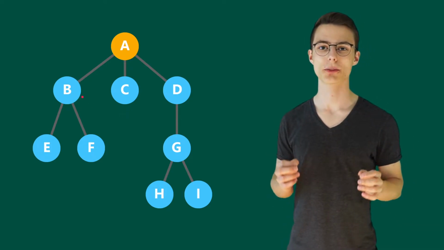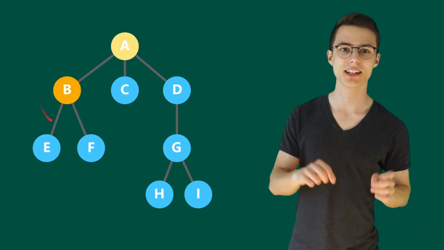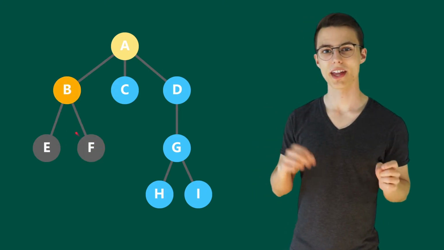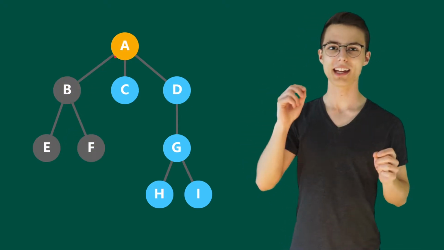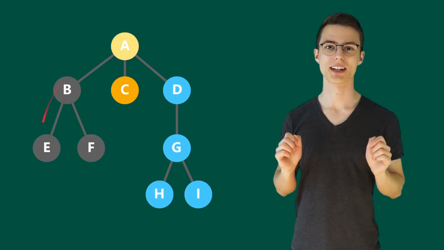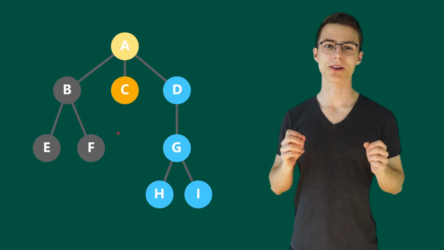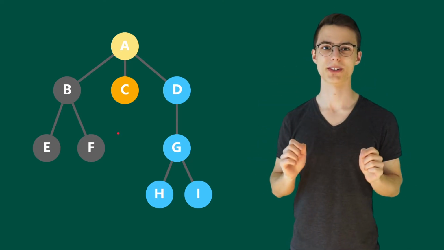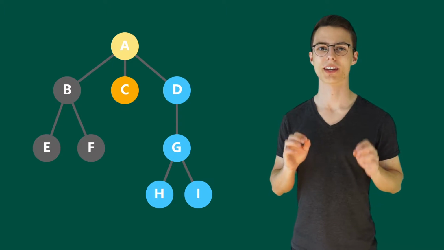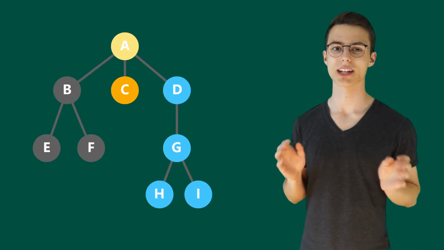So the next node could be B, then E, then back up to B, then F, and then all the way back up to A, and so on. We first go into the depth of the tree, then back up. So that's why we call it depth-first search. Now let's see how we can implement the depth-first search. Meanwhile, we have a look at a different example.